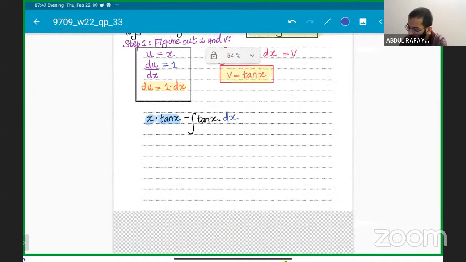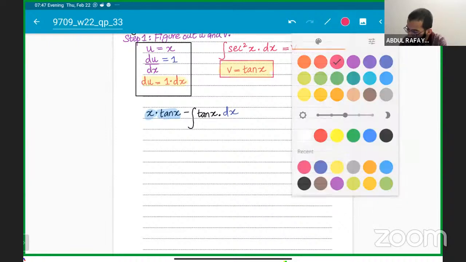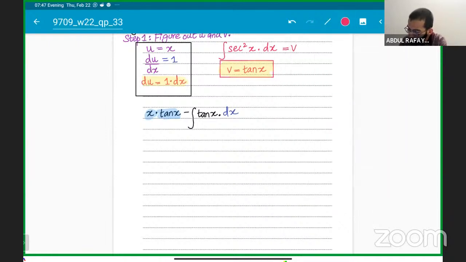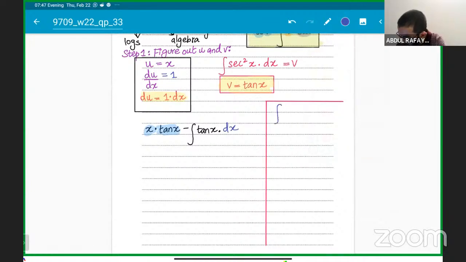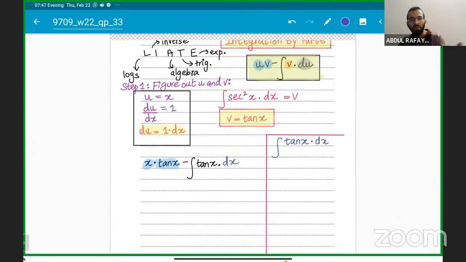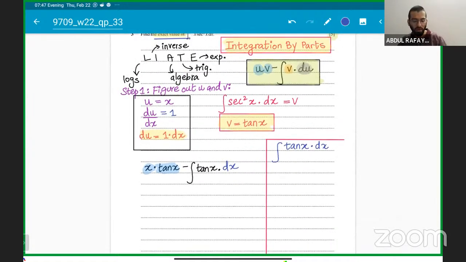Now what is the integration of tan x? You can learn it as well, but let's try to do it here so everyone can understand how to get the integration of tan x, even if you don't know. Basically, we are solving integration involving trigonometry. So we have to integrate tan x.